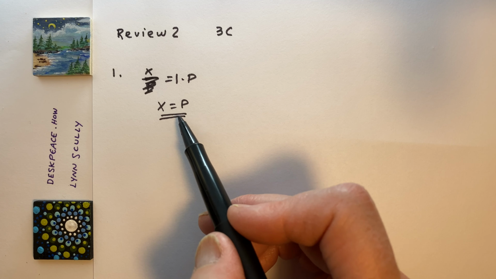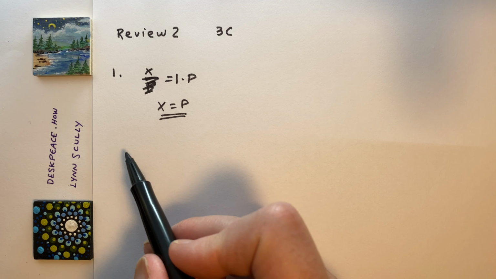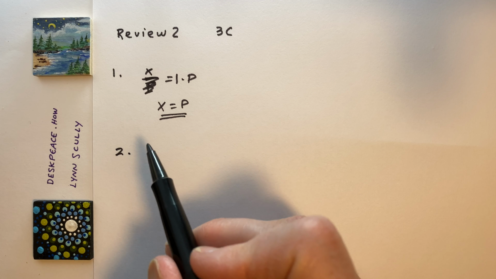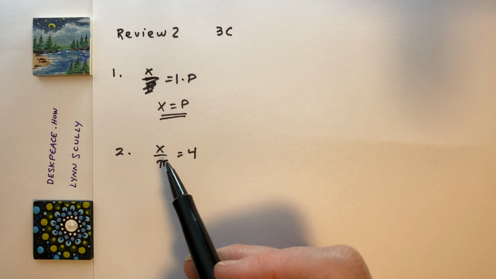There's always a 1 in front of something if nothing else is there. So the coefficient is 1. Number 2, x over pi equals 4. Keep your eye on the prize.